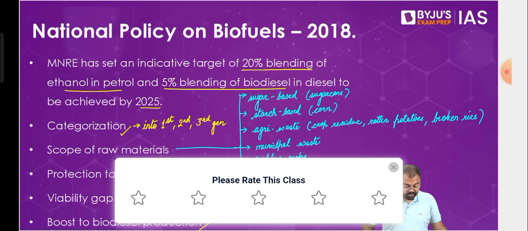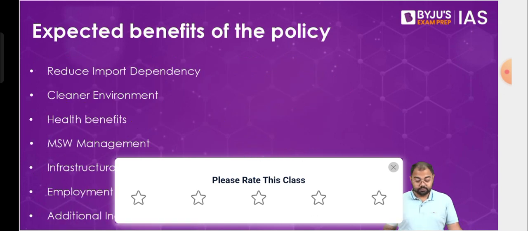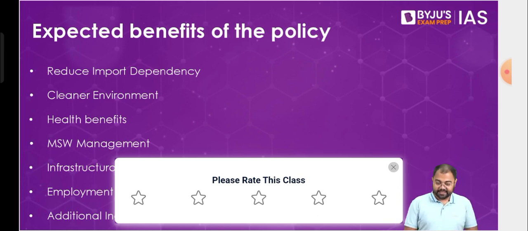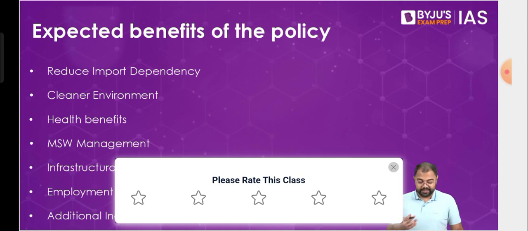And then boost to the biodiesel production. We see that there are multiple steps to be taken so that we can boost biodiesel production in India. So there are all these things with regards to the national biofuel policy. When we look at the expected benefits, what kind of benefits we might have out of this biofuel policy, we understand that there are various aspects of this policy that will be helpful. For example, reduced import dependency. Now, what do we mean by reduced import dependency?